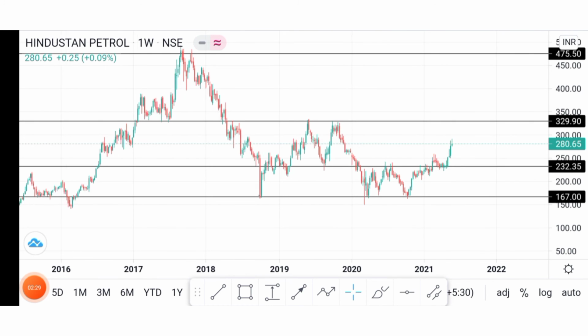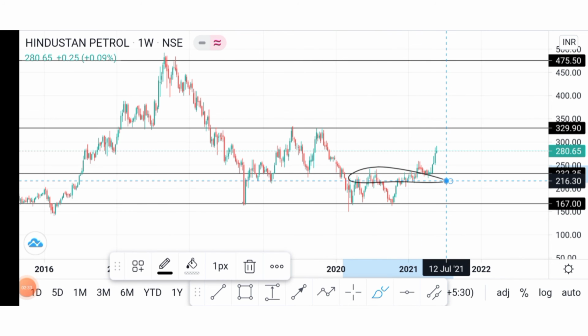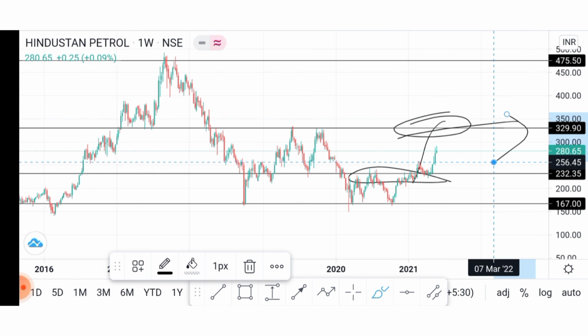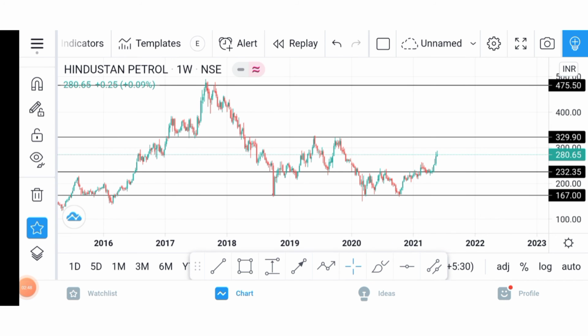And the chart is clear, and the price broke this level and is moving towards this line. We can see in future days Hindustan Petroleum moving to 330 rupees. And that's it, right? You learned how to draw support and resistance. And now let's go to something different.